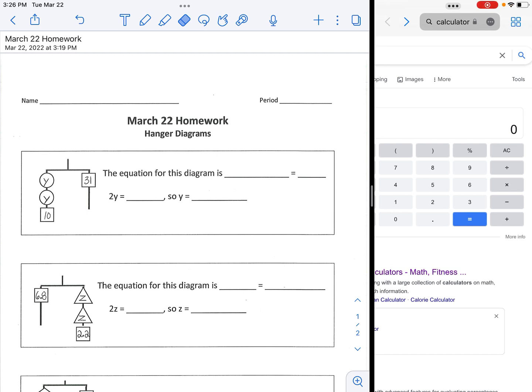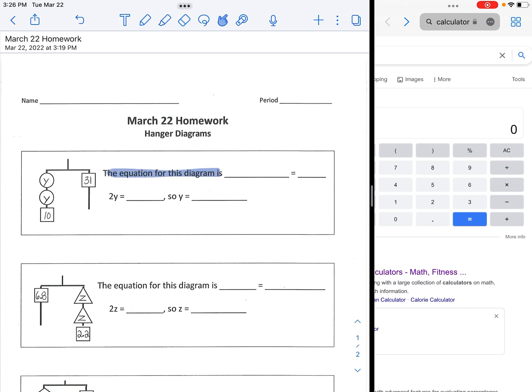Hello, 6th grade. Today's homework is more challenging than some that I've asked you to do this year. Right? You can do it, but you'll need a calculator. And the third one is definitely challenging because it's got fractions, but you can reason your way through that one too. All right, so the very first thing each box asks for is the equation for the diagram.